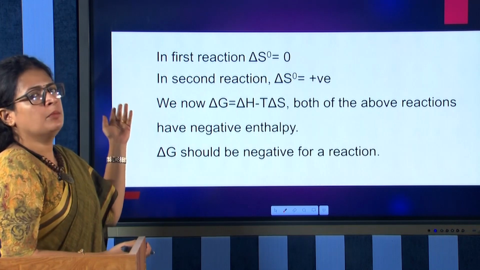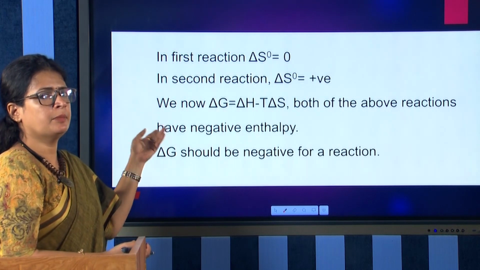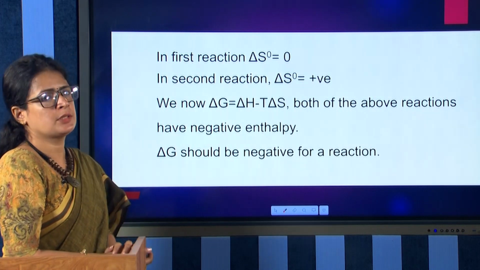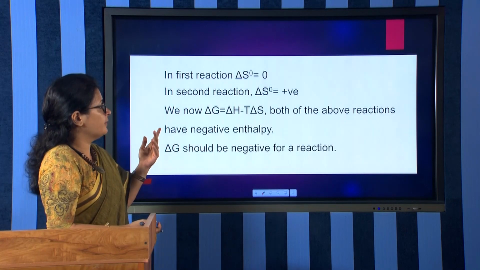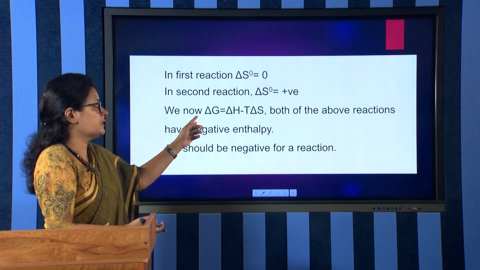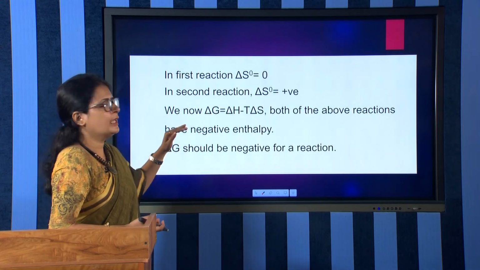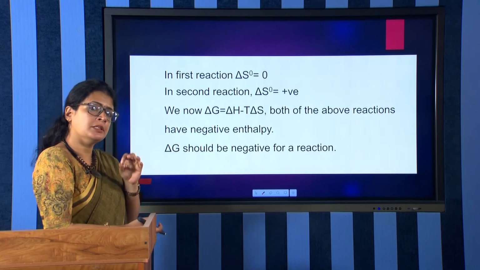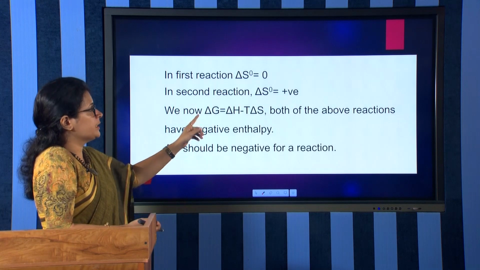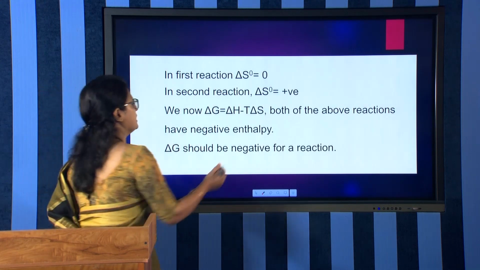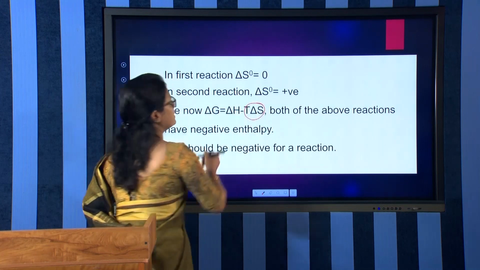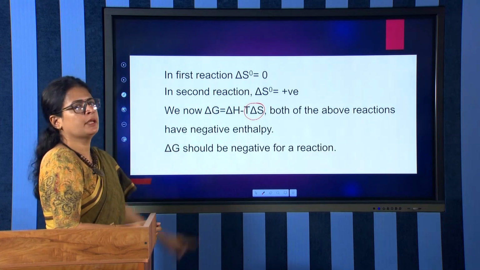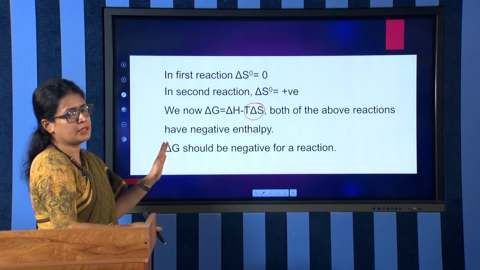And when we compare both the reactions which we have discussed in the previous slide, it was found that delta H is negative for both the reactions. Now, what is the determining factor for the value of delta G? It is temperature and delta S. If we keep the temperature of both the reactions constant, delta S will be the determining factor. In the first reaction, delta S is 0, so this whole quantity will be 0, and delta G will depend merely upon the delta H value. It is negative in the first case.